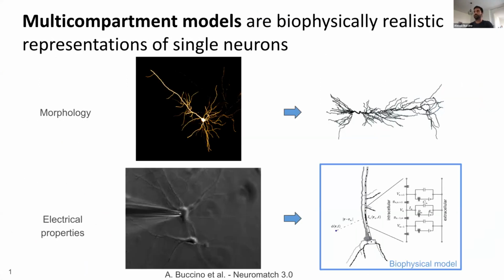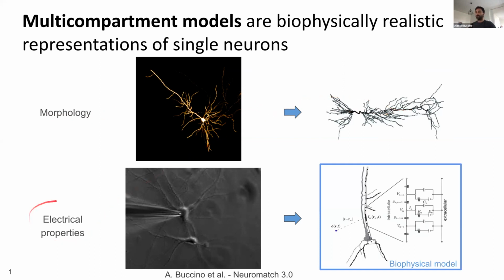First of all, I would like to quickly introduce these multi-compartment models. Actually, Carol also had some of these models, but basically these models are biophysically realistic representations of single neurons, and they're mainly built of two different parts. The first part is the morphology, which is usually extracted from fluorescence images of single neurons, and we can get a very nice and fine 3D representation of single cells.